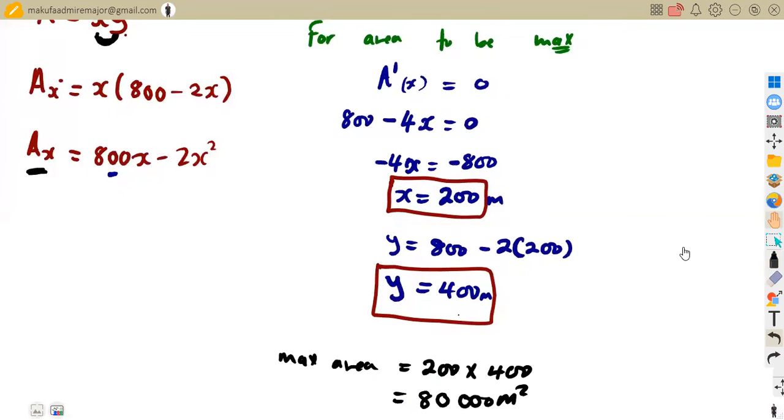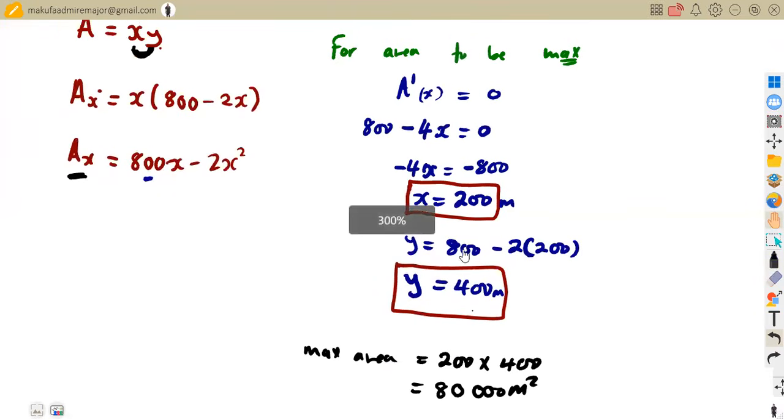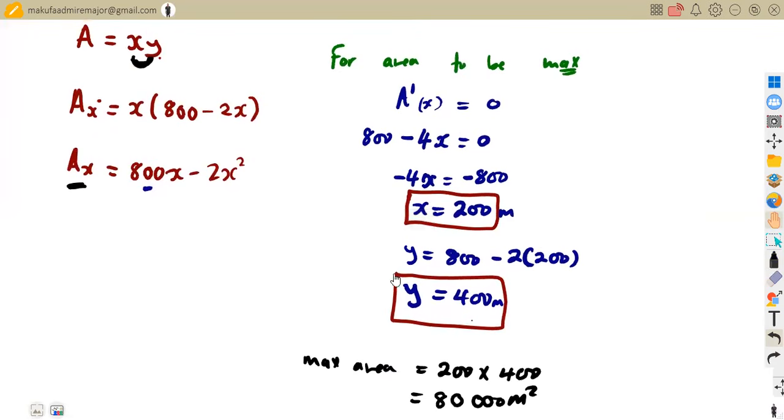That was the whole idea of this question. That is the whole idea of maximum and minimum values. The first derivative of that expression that you have must be equal to 0. So what you need is to formulate an expression for what is to be maximum or what is to be minimum.